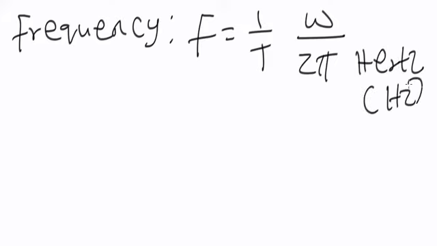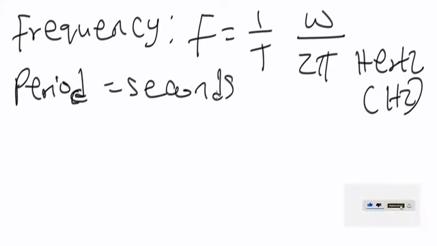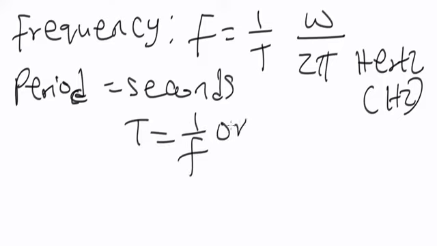The next parameter is the period, which is the time. Period in wave motion is the time taken for a particle undergoing wave motion to complete one cycle. Period is measured in seconds, and it is also the inverse of frequency. The period, T, is the inverse of frequency, or can be calculated using 2 pi over w. Alright, now let's look at the next parameter.